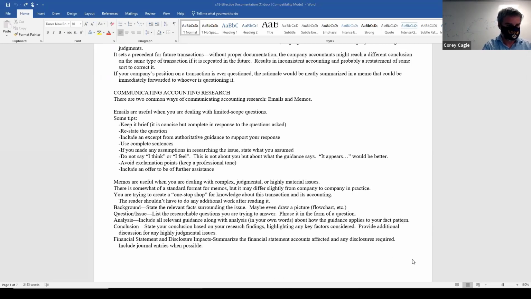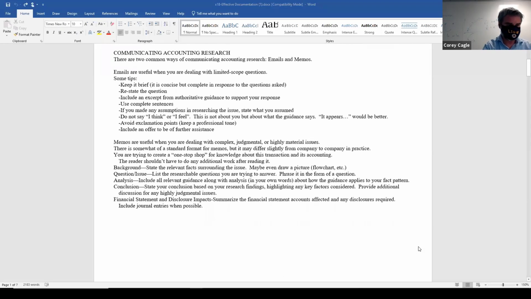Okay. The memos, these would be bigger type things. There's a kind of standard format for them, but it differs from company to company. So you have maybe a template to follow there, but this will be a bigger deal where you're saying background, relevant facts, flow charts if you needed, that kind of thing. Bigger deals, right?